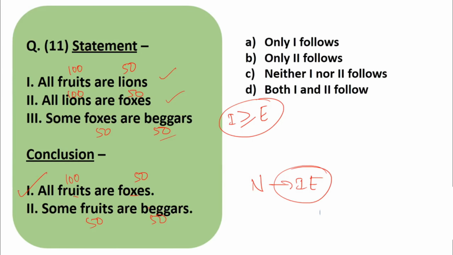Next, fruits and beggars: some fruits are beggars. Fruits is over here, and beggars is over here. Now the difference between them is what? Here they don't have anything common. Here it is lion and here it is foxes. Now there is another sentence in between, where we have lion, lion common, then fox, fox common.